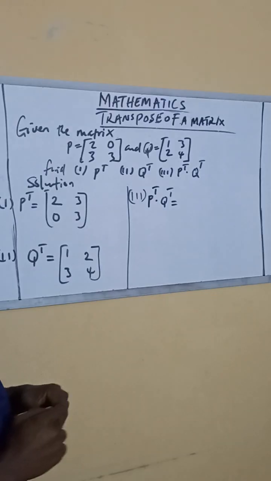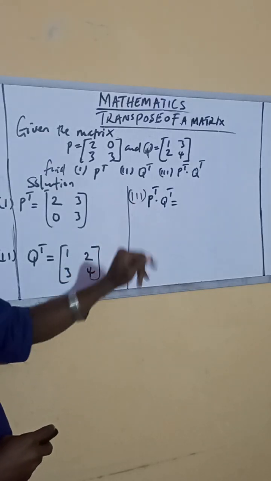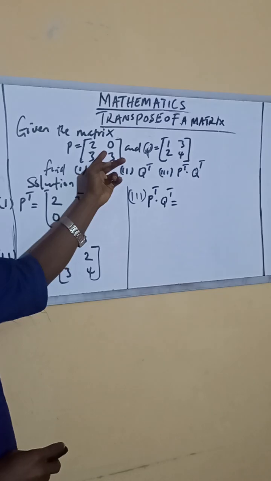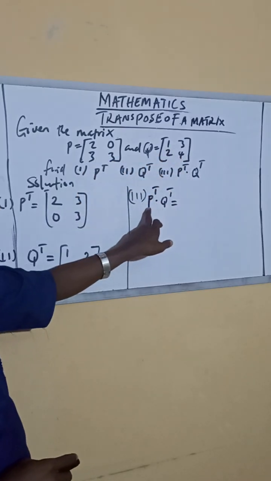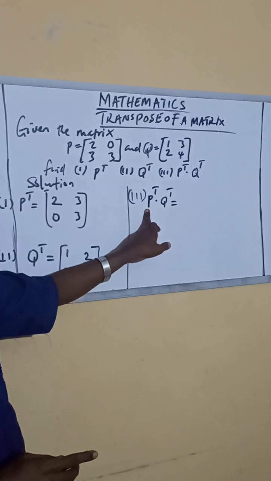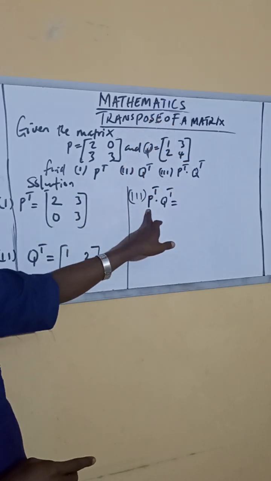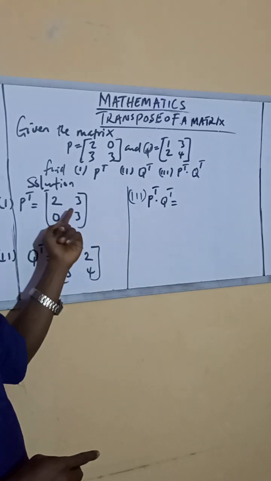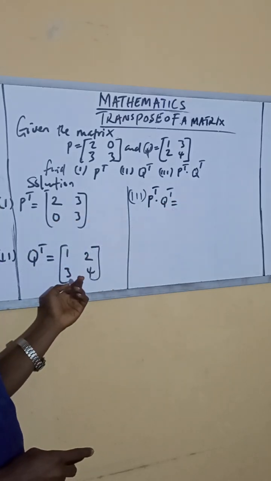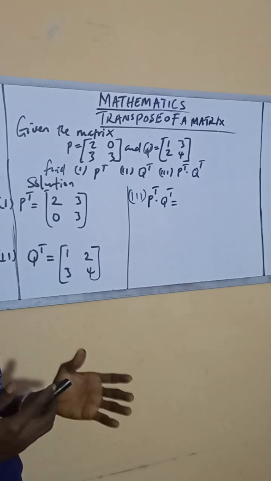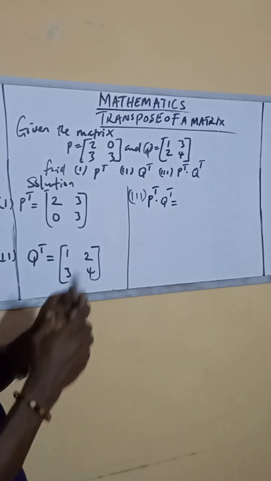Now, in so doing, take note here. This is P. This is Q. They are asking us to work on P transpose. That means we don't have any business here anymore. So we are going to focus on the transpose of P, and that is this. And the transpose of Q, and that is this. So that means we are going to be multiplying them together. So let's bring them out first.